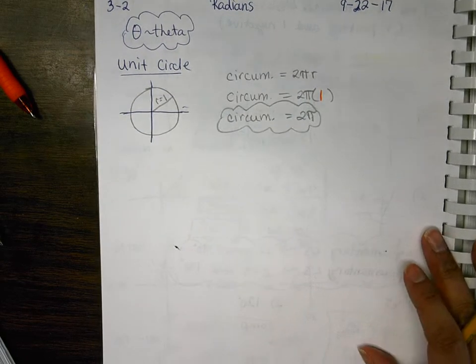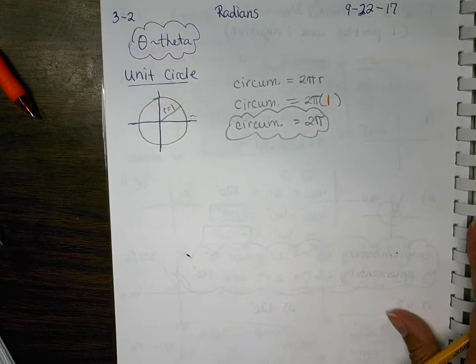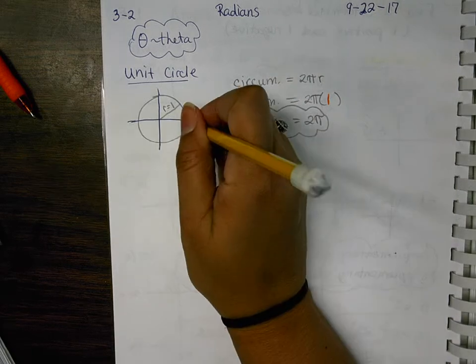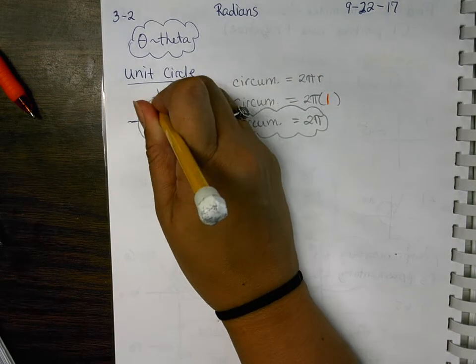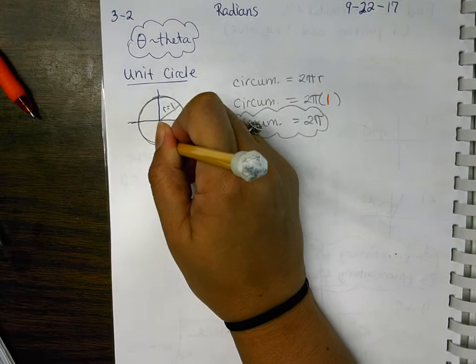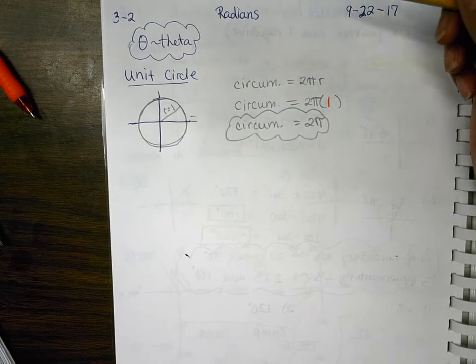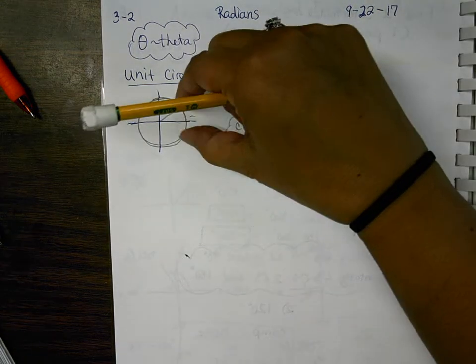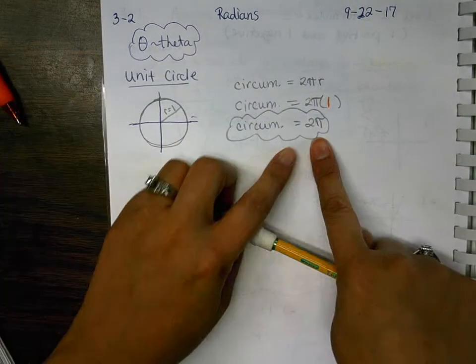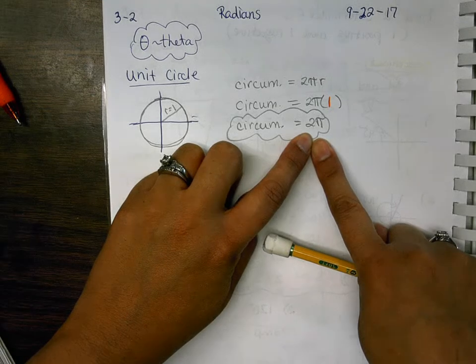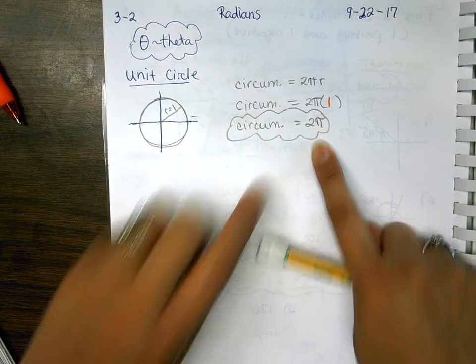All right, so that's what we're going to be using. Circumference is the length all the way around this circle, correct? If I make this circle with a piece of string, piece of yarn, and then I snipped it and laid it out, its measurement would be 2 pi. Does that make sense? All right.